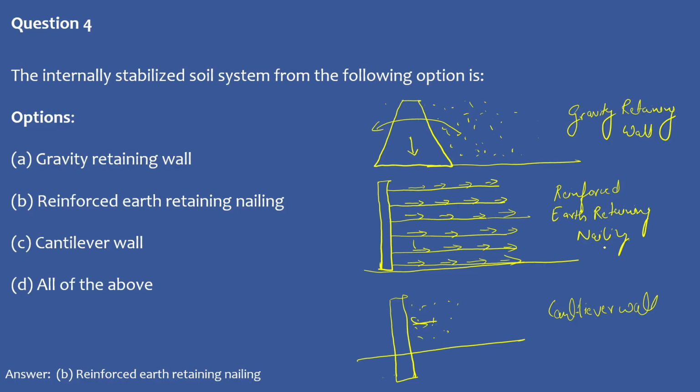But for the reinforced earth retaining nailing, the nailing system provides the required tractions, or I can also say the shear forces. These shear forces act at the interface of the nails and the soil, so both soil and nail contribute towards resistance of the soil movement, and this resistance is taken into account in the failure of the soil block. That's why the system is stabilized internally, and that's why we call it an internally stabilized soil system. So reinforced earth retaining nailing is the correct answer.